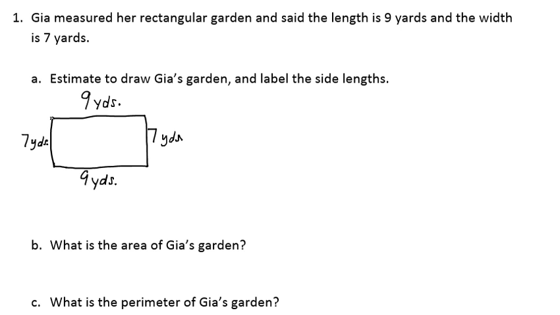The first question says, what is the area of Gia's garden? Well, the area would tell us how many square units are in the inside of the rectangle. To find the area, we would multiply our length times our width. 9 times 7 is 63. So the area would equal 63 square yards, because again, when we're looking for area, we're looking for the number of squares that make up the inside of the shape.